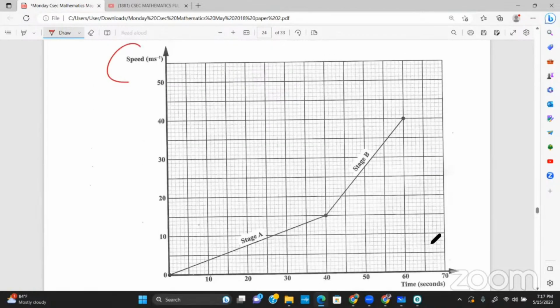When you're doing speed against time or velocity against time, the acceleration is the gradient. Acceleration is the gradient. Always. Acceleration is the gradient. So then, in stage B, you're simply moving from here to there. What is the gradient? Acceleration is the gradient.